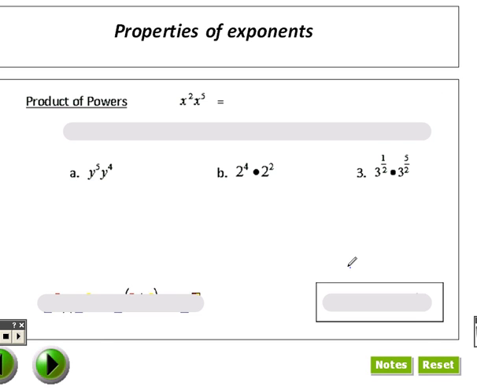This video is going to review for you properties of exponents. So the first one we want to look at is products of powers. If you have x squared times x to the fifth, really what that means is we're multiplying x to itself 2 times. So x times x. And x to the fifth means x is being multiplied to itself 5 times.